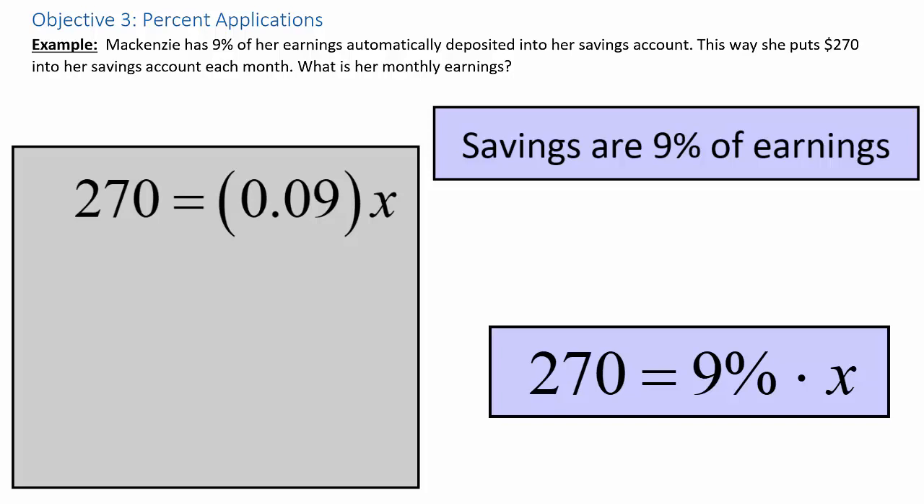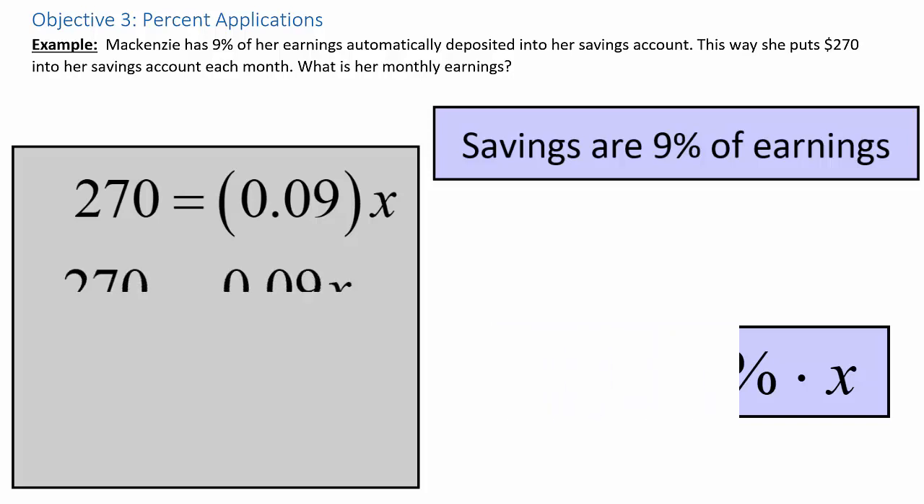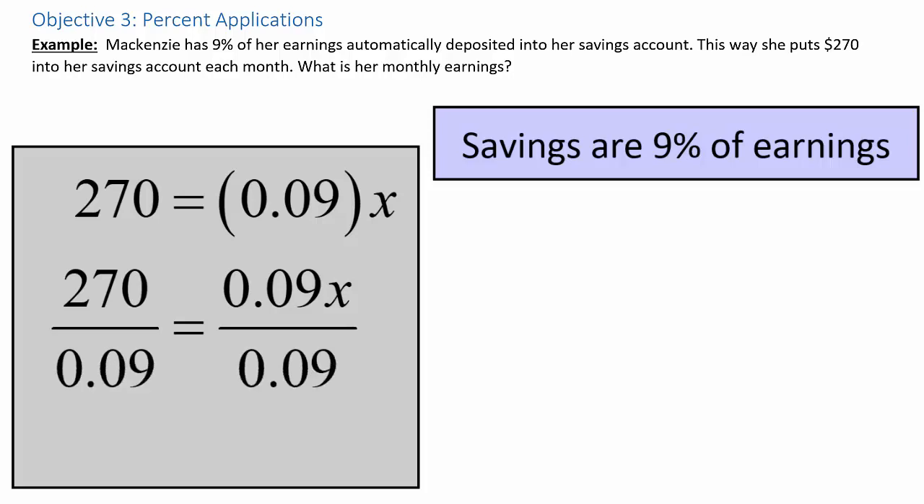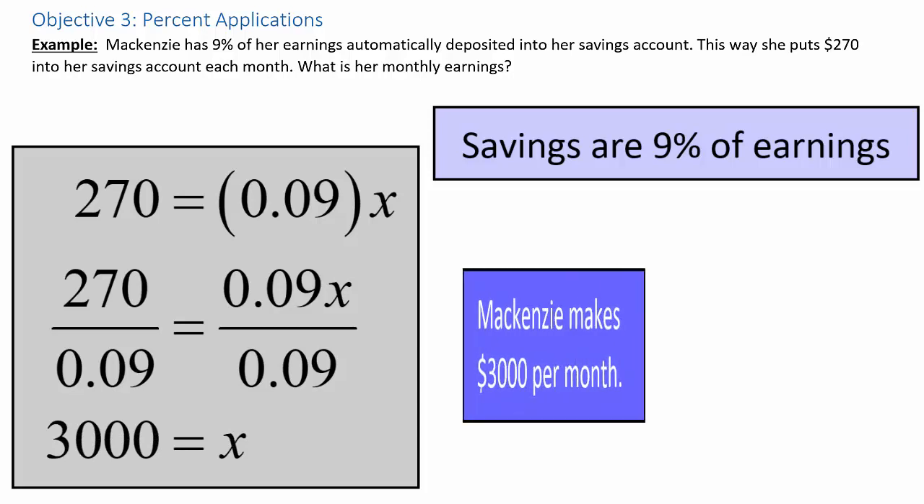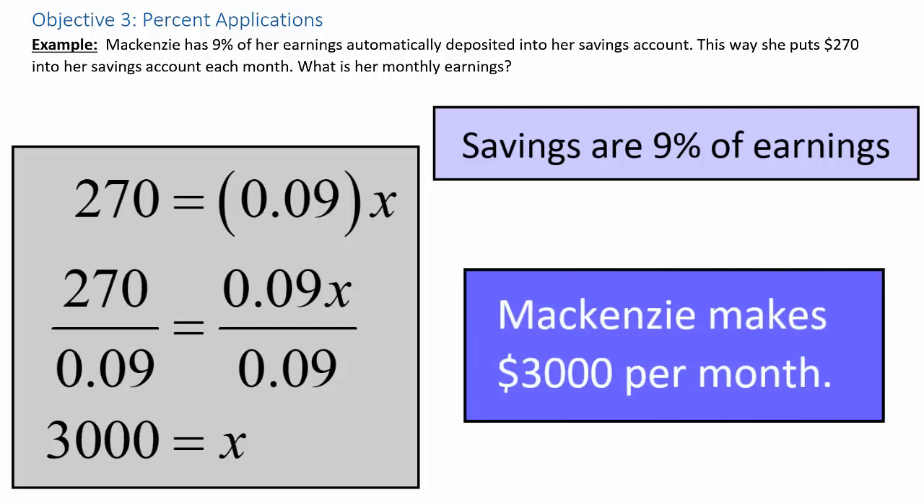270 equals 0.09x. To solve, we divide both sides by 0.09. And when we divide, we get 3,000. So Mackenzie makes $3,000 per month.